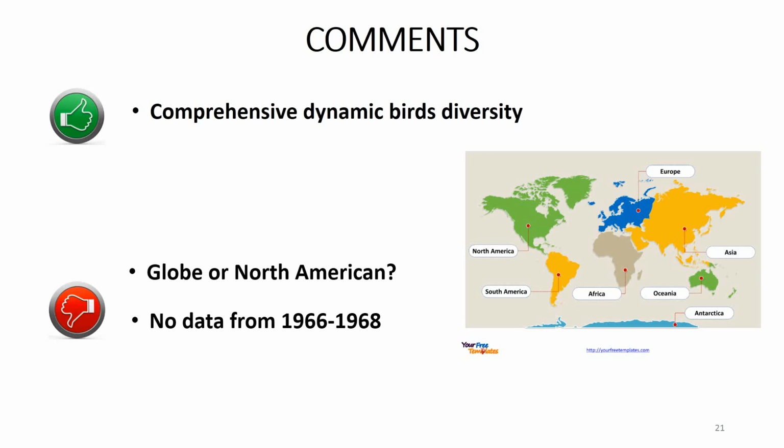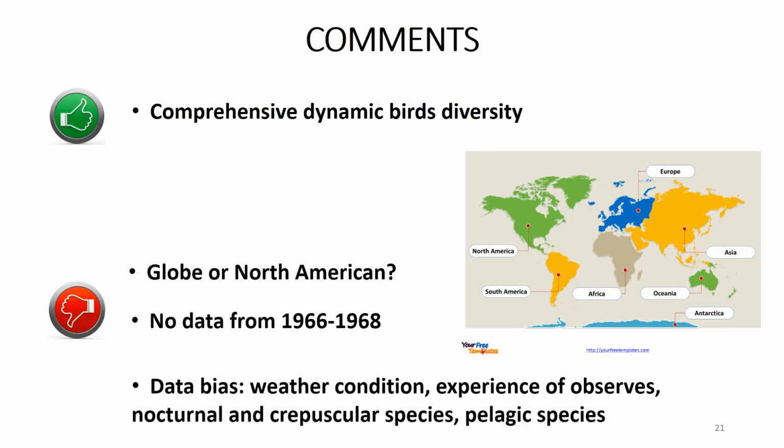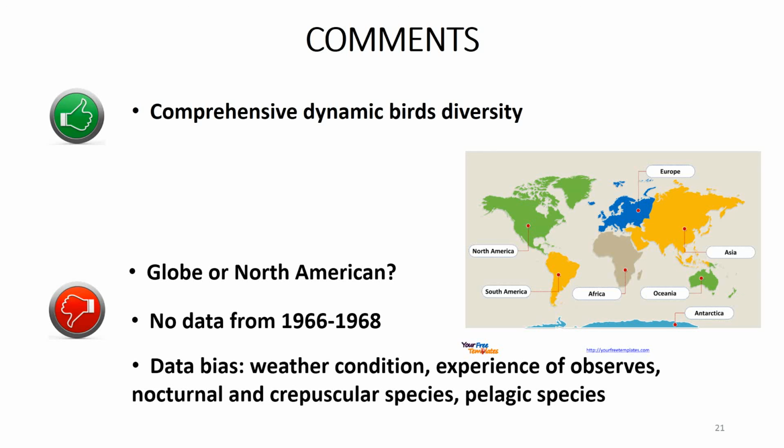Another thing is there is no data from 1966 to 1968, and there are some potential issues about data bias. For example, it is affected by weather conditions and relies on the experience of observers. Some species are difficult to observe, like the nocturnal, the crepuscular, or the pelagic species.